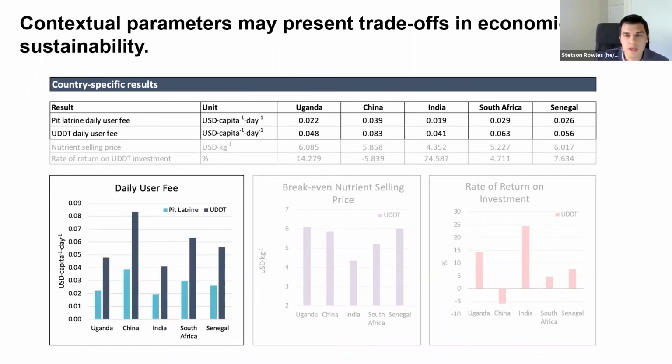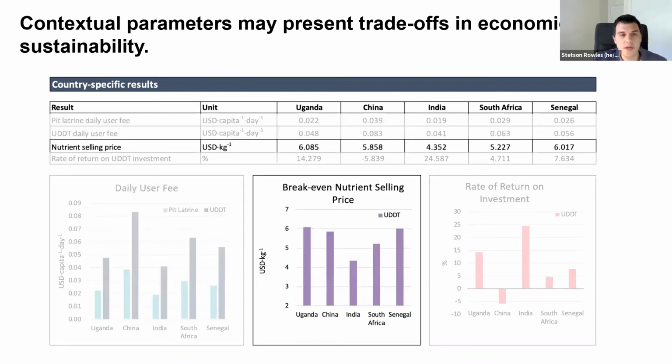And first, when we look at this daily user cost, you might notice here, India has the lowest cost for both pit latrines and the urine diverting dry toilets. And China, in this example, under these assumptions, has the highest.